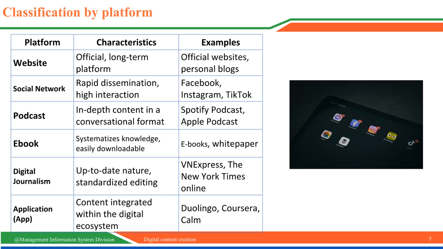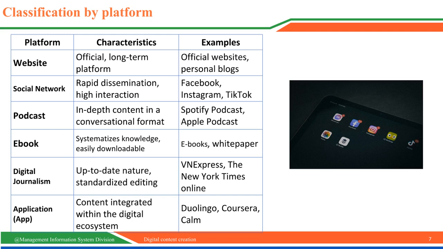1. Social media platforms. This is where content spreads the fastest, such as Facebook, Instagram, TikTok, or X, Twitter. Content here is typically short, visual, and highly shareable, aiming to generate strong interaction. 2. Website platforms. Websites are the central location for articles, news, blogs, or an organization's official data repositories. Their strength lies in stability, ease of searching, and they are often optimized for search engines, SEO, to reach users.